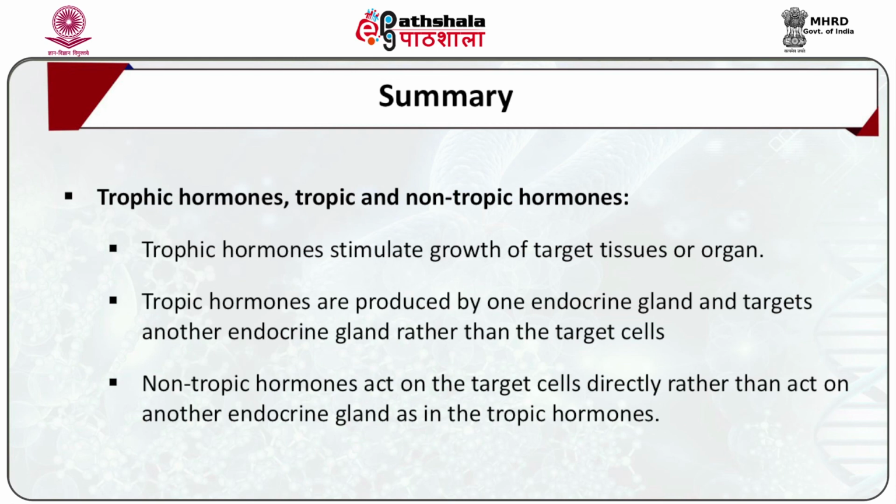Trophic hormones stimulate growth of tissues or organs. Tropic hormones are produced by one endocrine gland and target another endocrine gland rather than the target cells. Non-tropic hormones act on the target cells directly rather than act on another endocrine gland as in the tropic hormones.